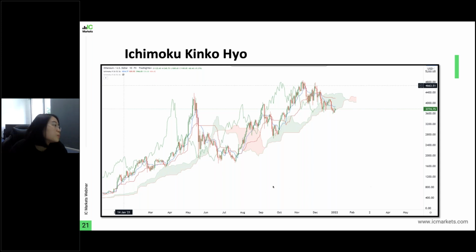Another thing about the cloud is that because it is a form of support and resistance, if price manages to break the cloud to the downside, it means that it's on a downtrend. If it manages to break the cloud to the upside, it means that it's on an uptrend. Everyone good for now? I'm just going to repeat the 3 important things you need to remember for Ichimoku. It looks so complicated, but there's only 3 things you want to remember.